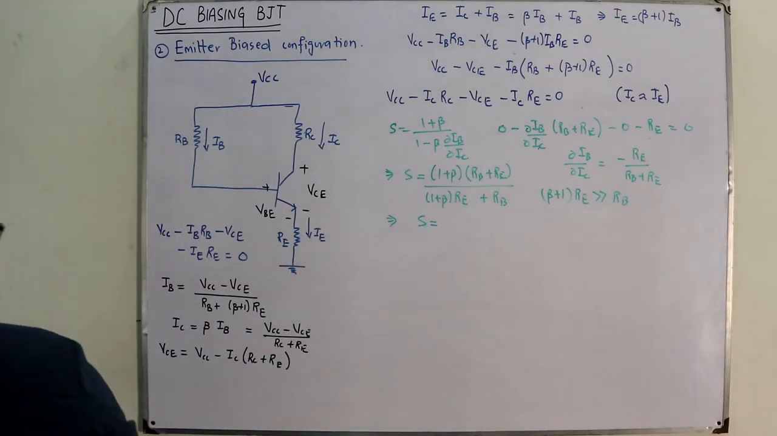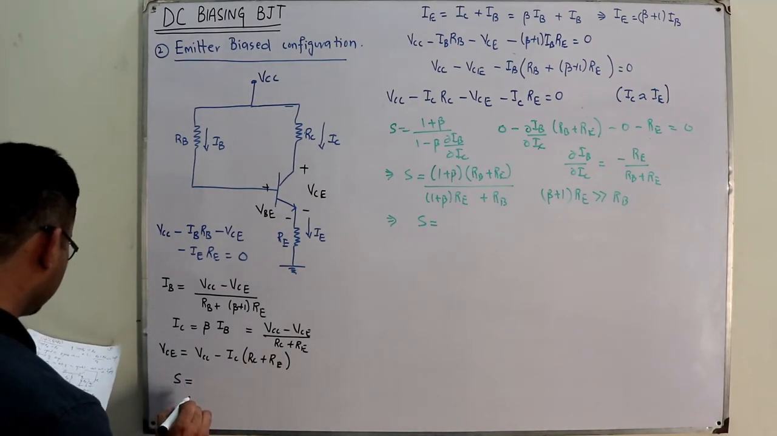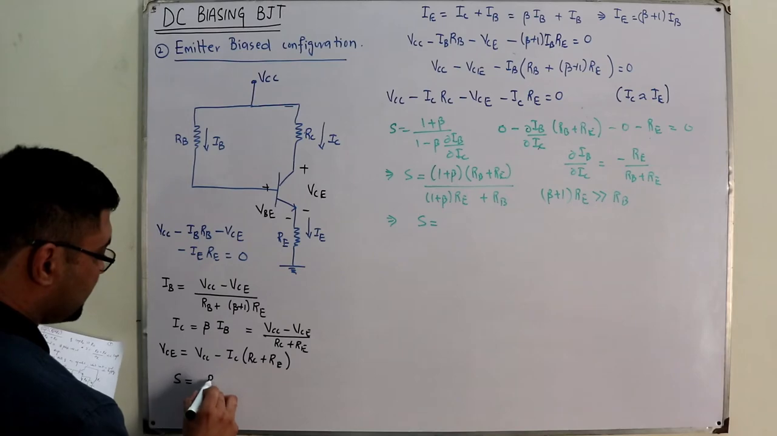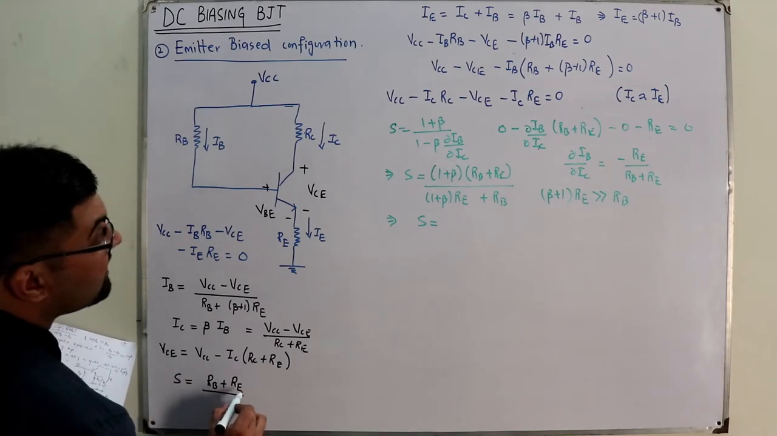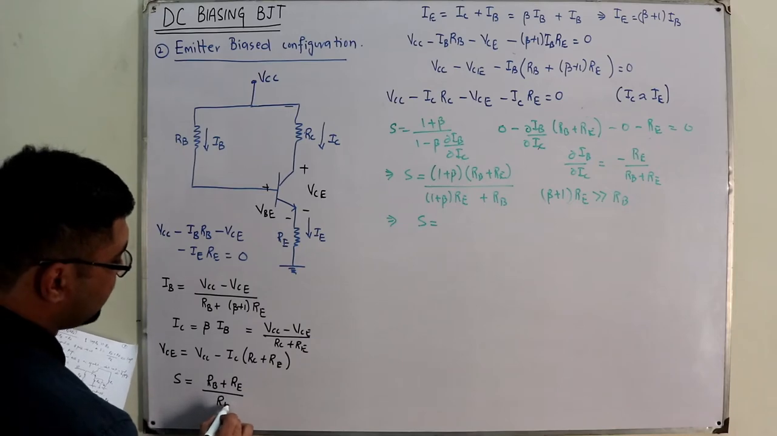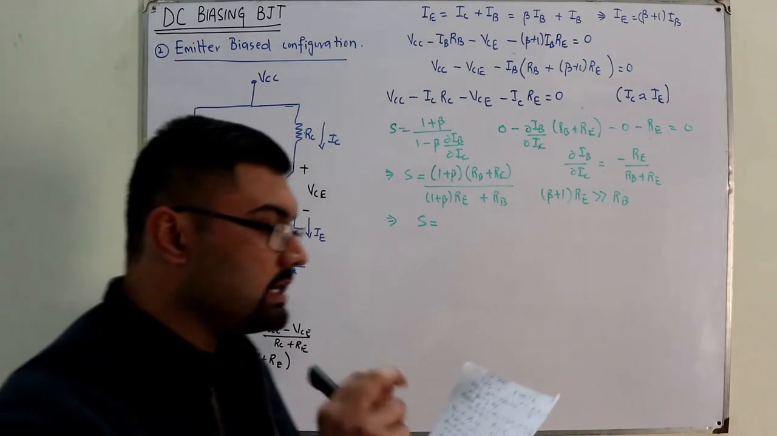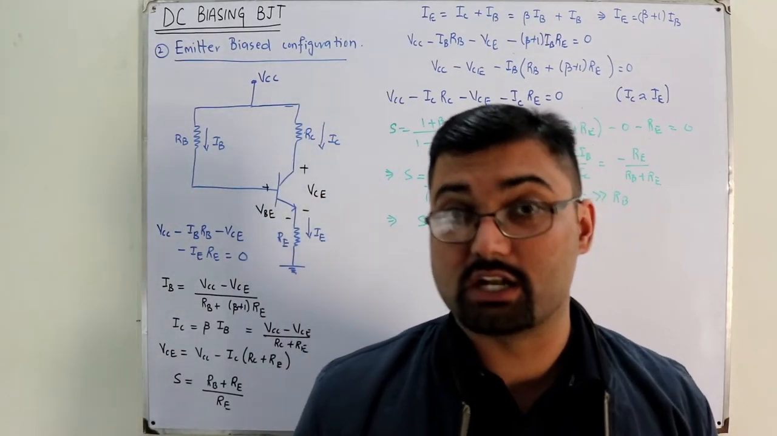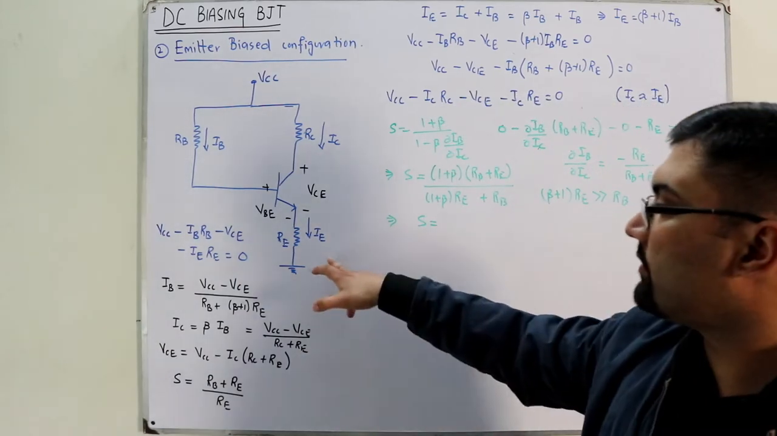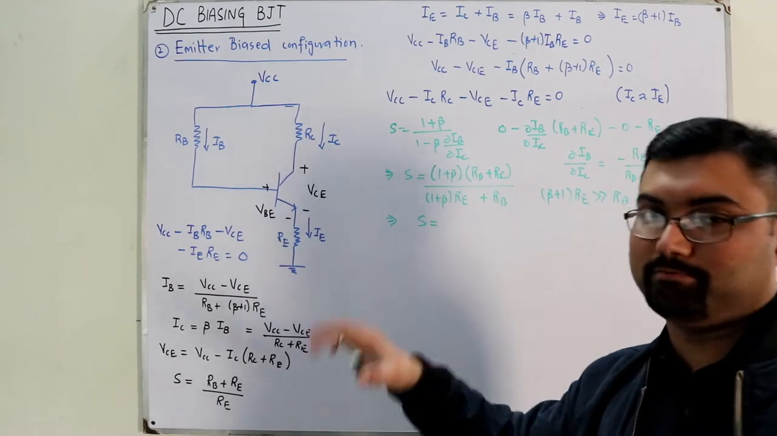Wait a minute, just let me write it over here. The value of the sensitivity factor S would come out to be RB plus RE divided by RE. So have a look. This is a much smaller value as compared to beta plus 1 in the previous fixed bias configuration. Which means that introduction of the emitter resistance has got the system to be much more stable.